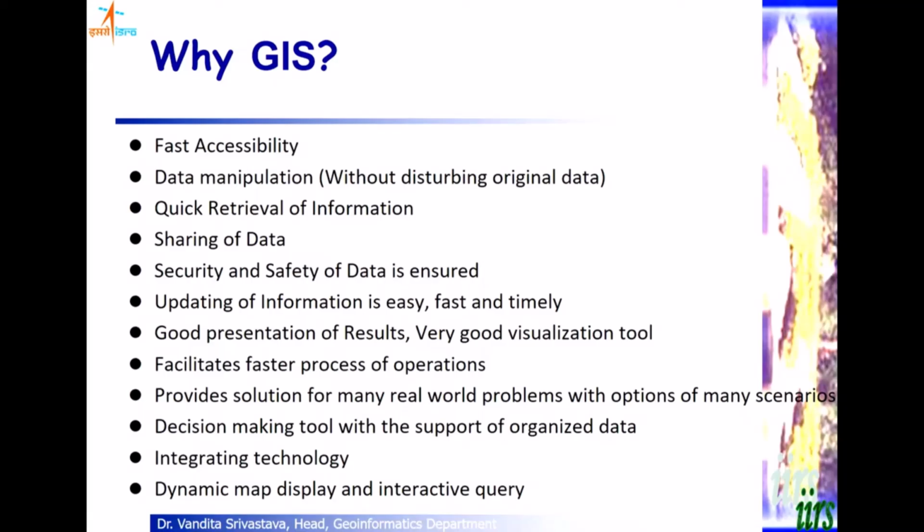And decision making: it is a decision making tool for supporting societal applications, various types of applications, in fact not just societal applications but other scientific problems also can be addressed. It is a technology that has integrated various sources of information, so it is very relevant and useful, and it provides a dynamic map display and interactive query platform. These are just some of the advantages of using a GIS, and I'm sure that you are all convinced why we should use GIS. That is why you are here and attending this course.